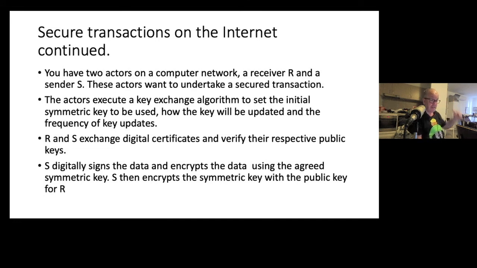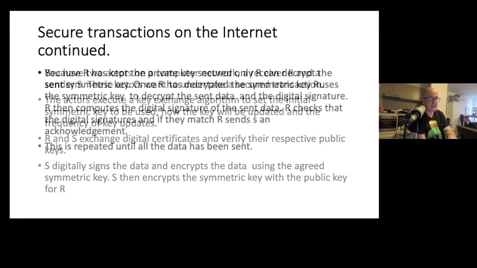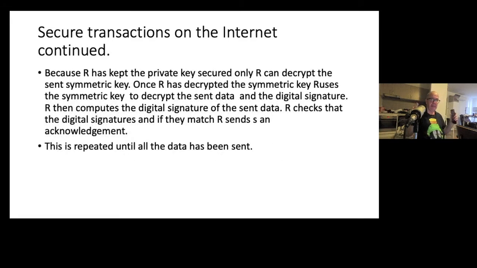R and S exchange digital certificates and verify their respective public keys. S digitally signs data and encrypts the data using the agreed symmetric key. S then encrypts the symmetric key with the public key for R. The thing to note here is that it's using R's public key to certify the symmetric key. Since R has kept his or her private certificate secure, only R can decrypt the symmetric key.